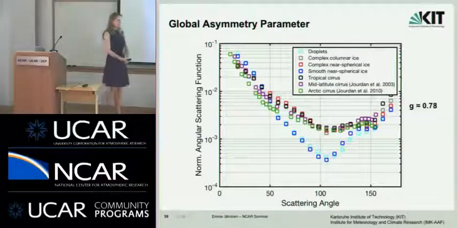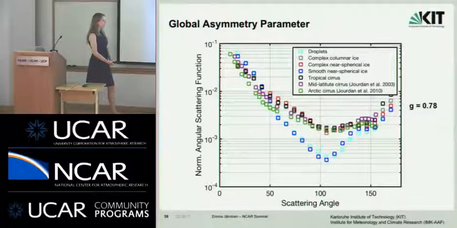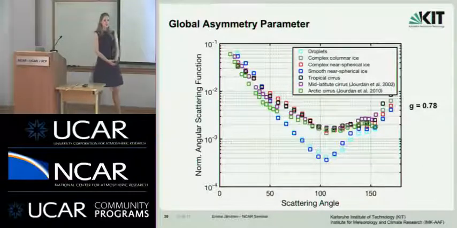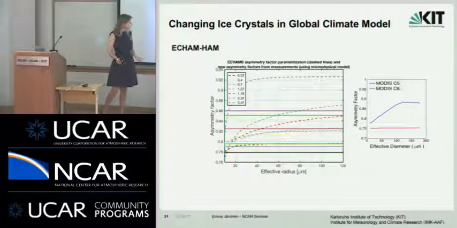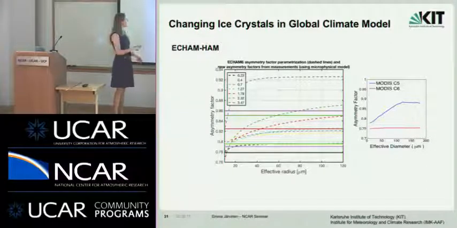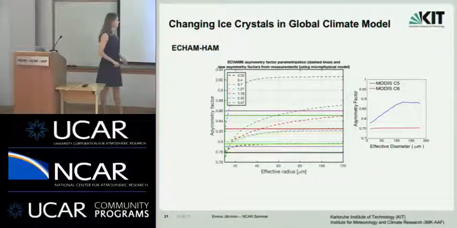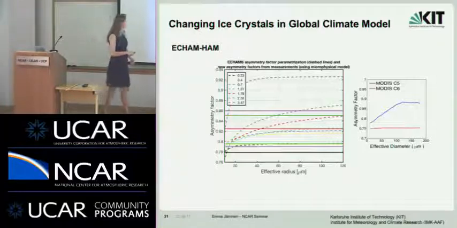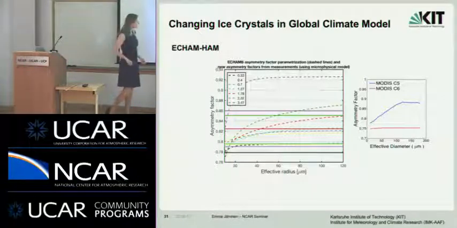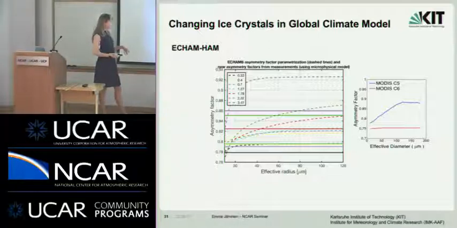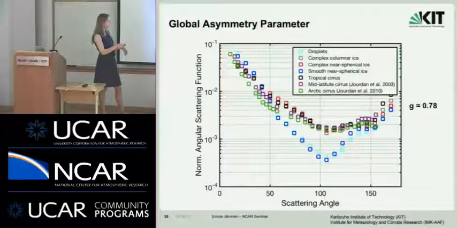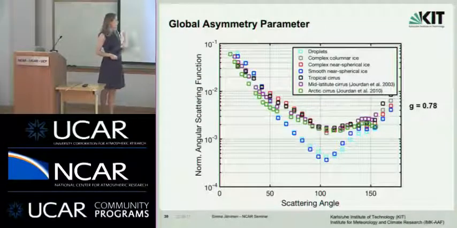So then it was interesting to see what this means for climate modeling. What is really the asymmetry parameter that we assume in our climate models? We did some collaboration with ETH Zurich, who are operating the ECHAM-HAM model. Here I studied what the asymmetry parameters are in this model. These are these dashed lines. And then these are asymmetry parameters measured at one wavelength, but we were able to extrapolate to get the asymmetry parameter.